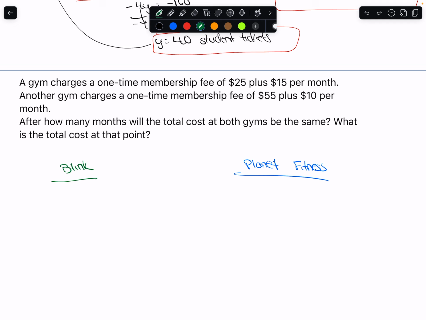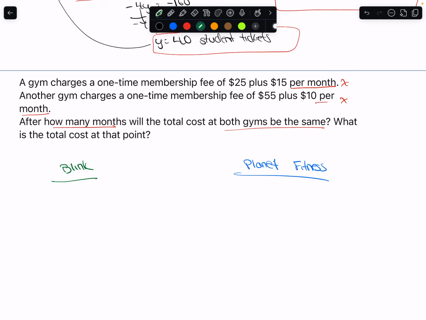Here in Blink, Blink costs $25 plus $15 per month. We do not know how many months because that's what we're looking for. The first question is asking how many months will they both be the same? But the number of months is not specified. So this will be our variable. Here, we'll just make it an x. Same thing goes for the other gym. We don't know the number of months, so it's also an x. The x represents the number of months.